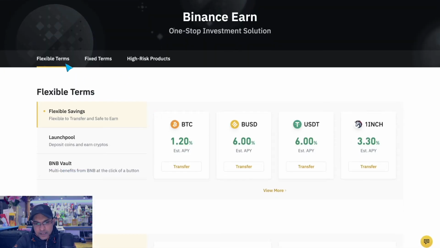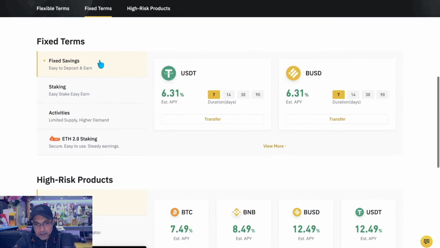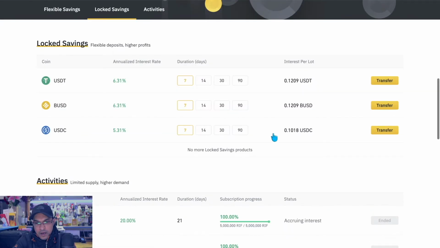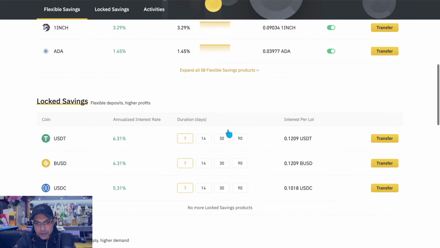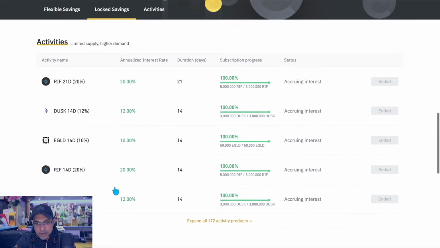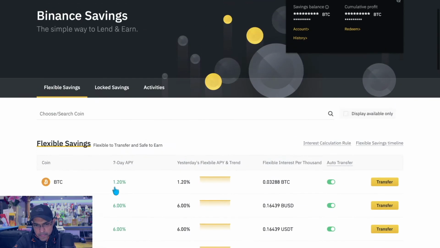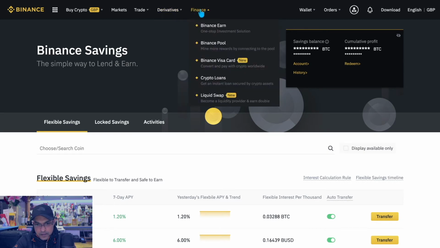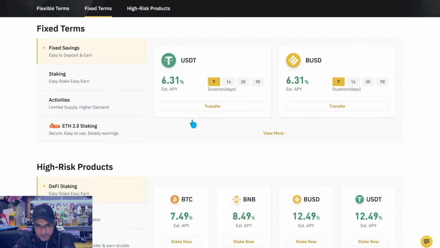On Binance, you can have flexible term or fixed term. Fixed term has better returns, as you can see. And what you do is lock it for a duration of time, right? So you're literally staking it, and you can choose the currencies available, hit view more, and you can see how many currencies they have available. And you can transfer these currencies over, and you can earn a certain amount. Now, there's a bit of a problem here. I want to explain to you how it actually works. So let's go back to Earn for a second.